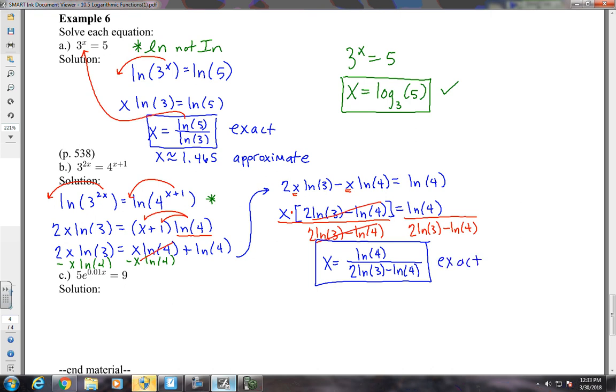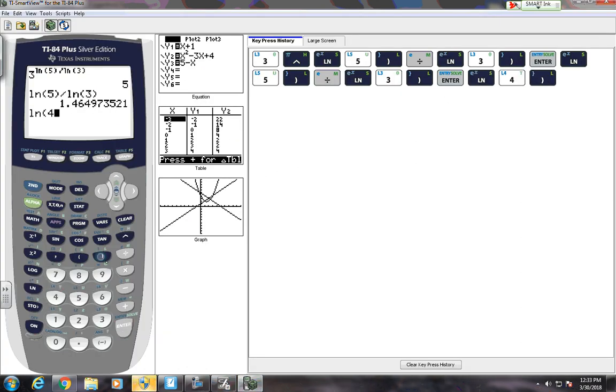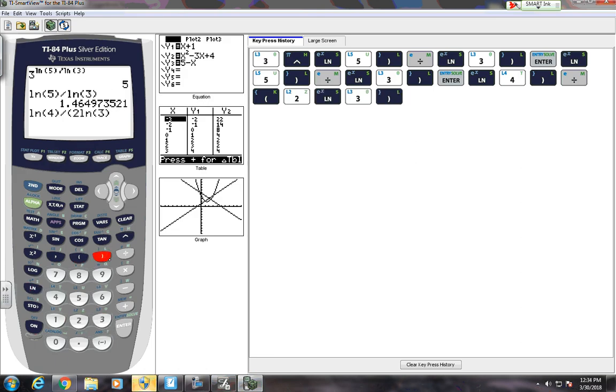If we want to approximate it, we can use our calculator to evaluate it. Now, we have to be careful when we plug this into the calculator because I do have an operation going on in that denominator. So I'm going to intentionally add some extra parentheses around that denominator. So we have on the top natural log of 4, and we're going to divide by open parentheses for your denominator, and our denominator was 2 ln of 3 minus ln of 4. Make sure you close parentheses behind each argument of the natural log. Now I'm going to close parentheses for my denominator.